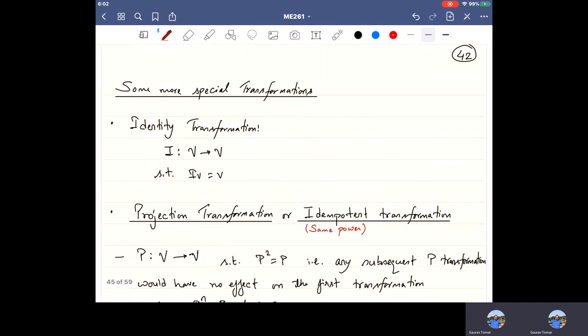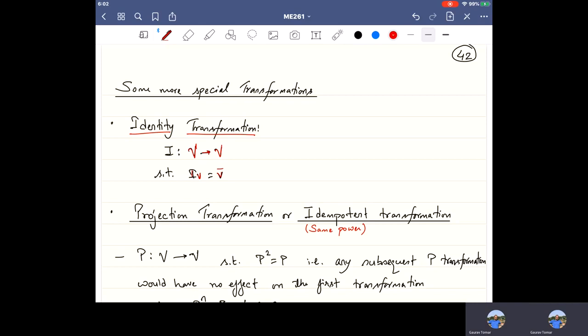I think we have already talked about this just a minute ago, and that's the identity transformation. When we were talking about invertible transformations, I had mentioned something about the identity transformation. Now, the identity transformation is essentially a transformation from V to V, and what it does is it takes a vector V and gives you the vector V back.